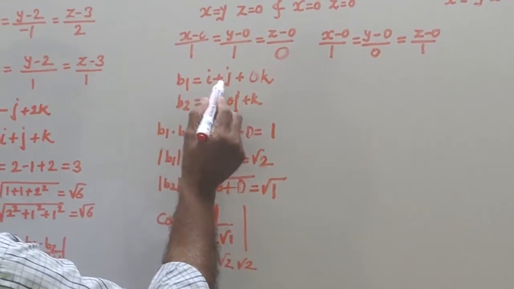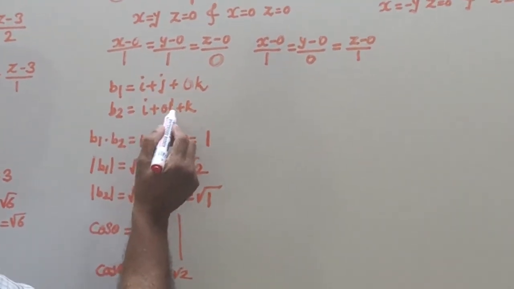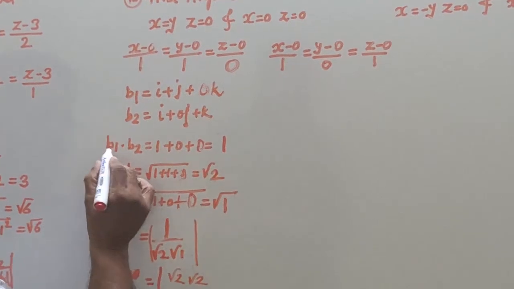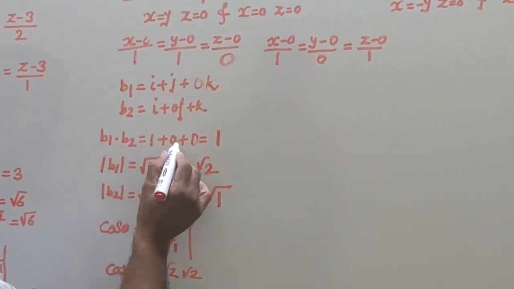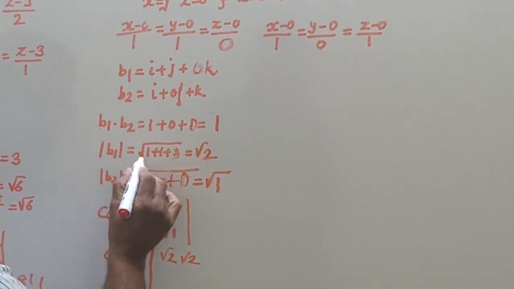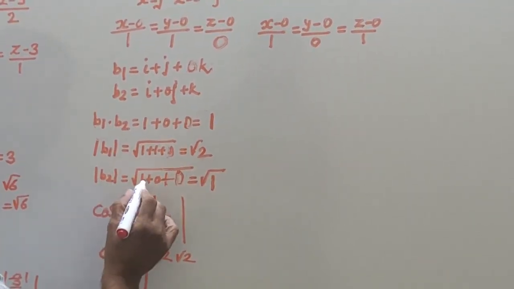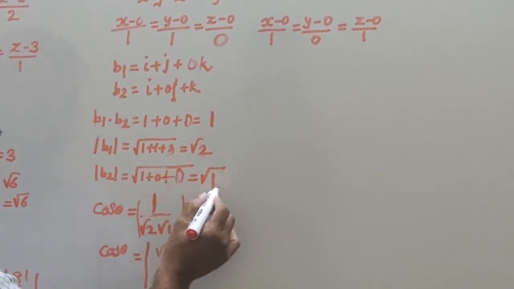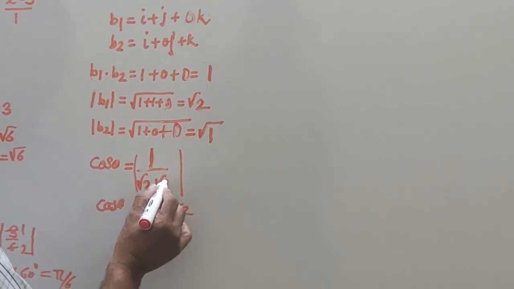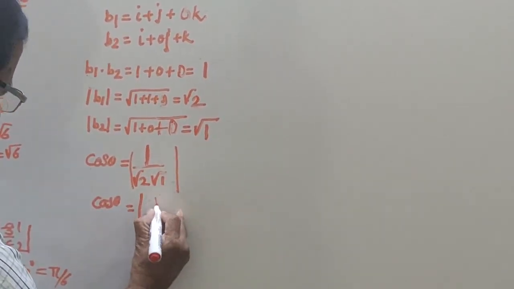b1 is equal to i plus j plus 0k. b2 is equal to i plus 0j plus 1k. Then b1 dot b2 is equal to 1 plus 0, which is equal to 1. Modulus of b1 is equal to under root of 1 plus 1, that is root 2. Modulus of b2 is equal to root of 1 plus 0, which is root 1. Cos theta is equal to 1 upon root 2 into root 1. Root 1 is 1, therefore I am writing 1 upon root 2.